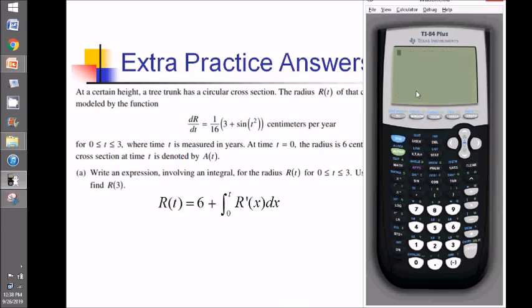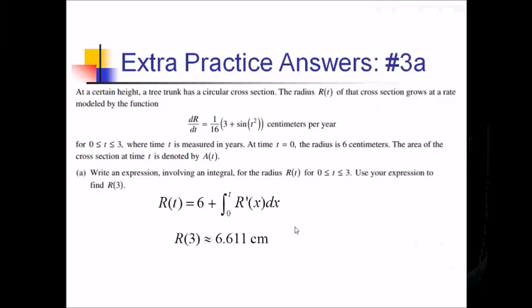So I'm going to have 6 plus the integral, so math 9, from 0 to, we said 3, because they want us to find R of 3, of, and now I'm going to do alpha trace y1 dx, and let's see what that comes out to. So that's going to be 6.611, and that is going to be in centimeters.